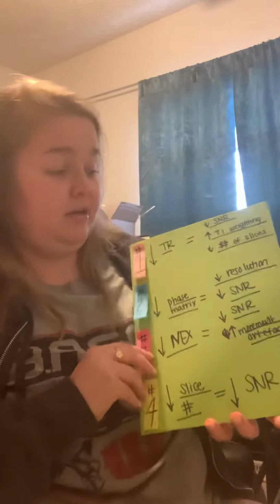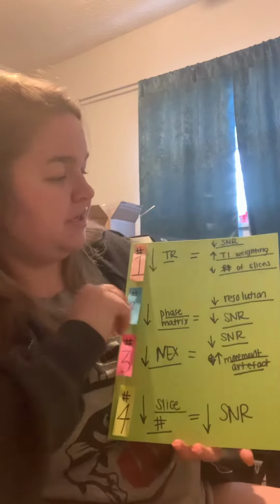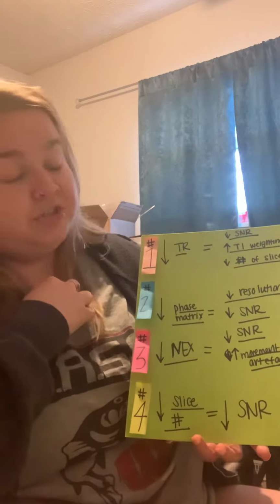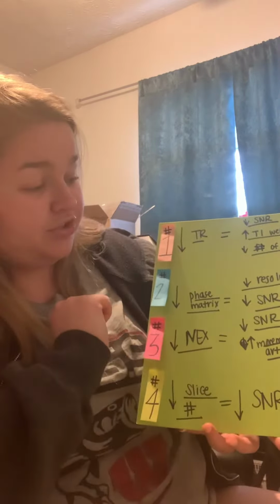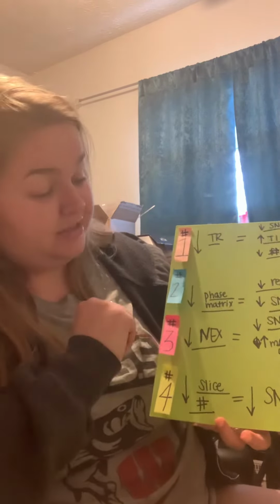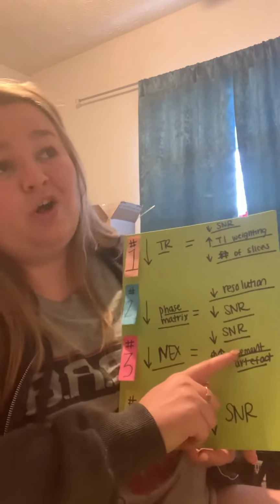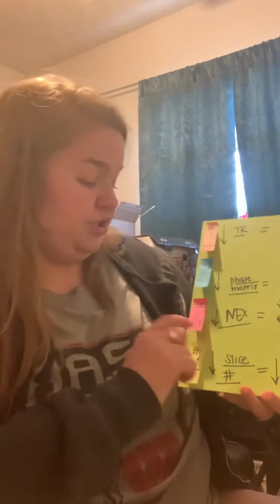So the imaging parameters that you can adjust on your MRI scanner to reduce scan time are, number one, you can reduce your TR. This in turn reduces your signal to noise ratio, it increases your T1 weighting, and it decreases the number of slices. Number two, decrease your phase matrix, but that results in a decreased resolution and a decreased signal to noise ratio. So that outcome, I feel like, hurts more than it helps sometimes, but if you have to get your scan time in quickly, then that would be an option.